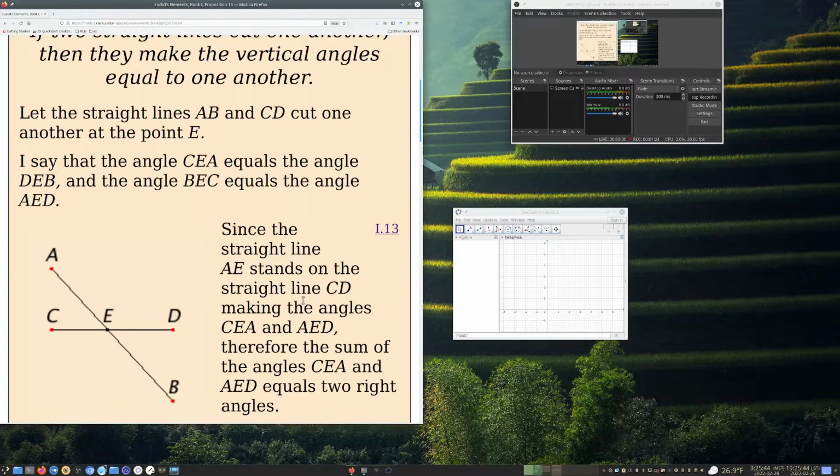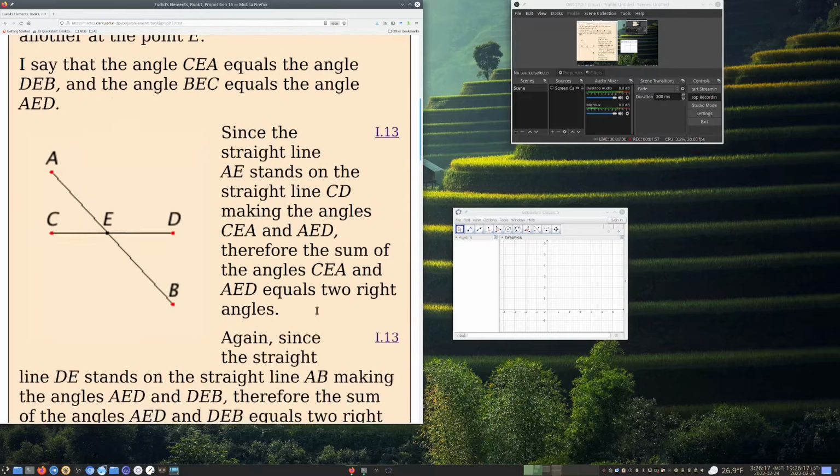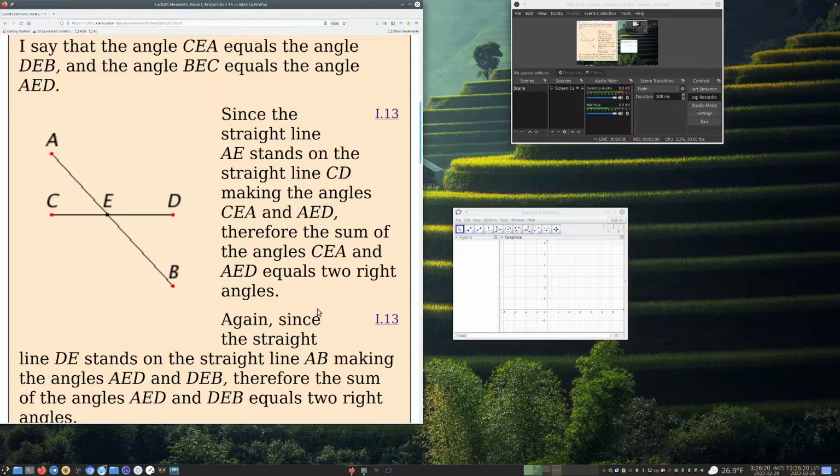So let straight lines AB and CD cut one another at the point E. I say that the angle CEA equals the angle DEB, and the angle BEC equals the angle AED. Since the straight line AE stands on the straight line CD, making the angles CEA and AED, therefore the sum of the angles CEA and AED equals two right angles, right? That's what we just proved.